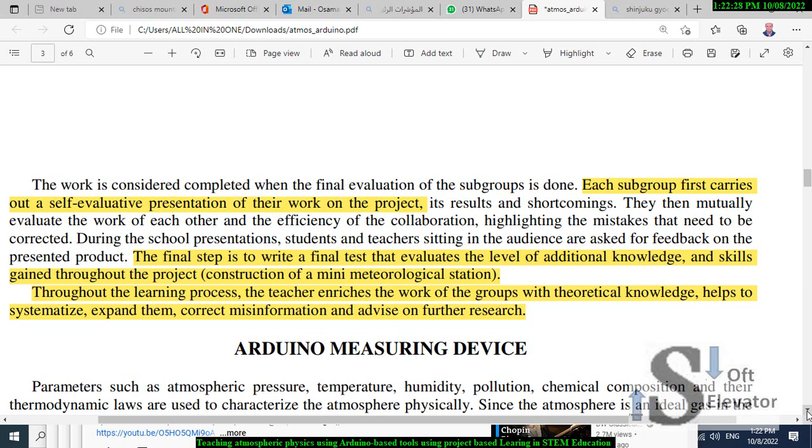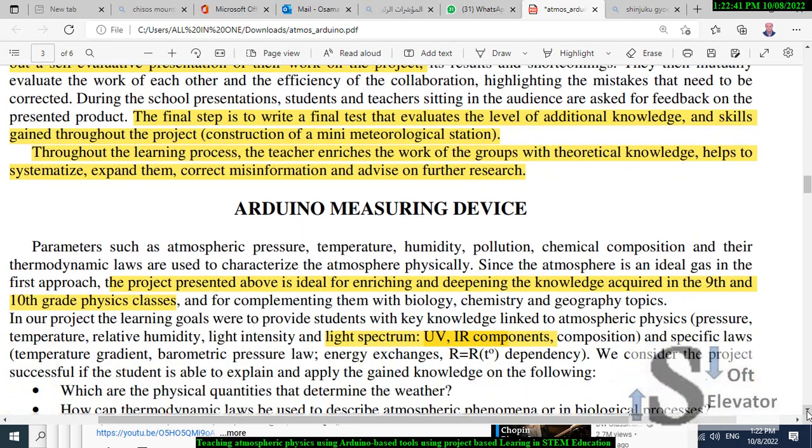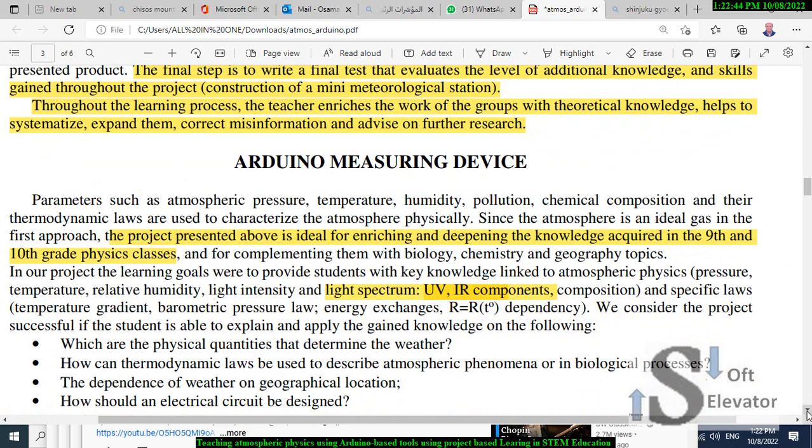Throughout the learning process, the teacher enriches the work of the groups with theoretical knowledge, helps to systemize and expand them, correct misinformation, and advise on further research. The Arduino measuring device: the project presented above is ideal for enriching and deepening the knowledge required in 8th and 9th grade physics classes.